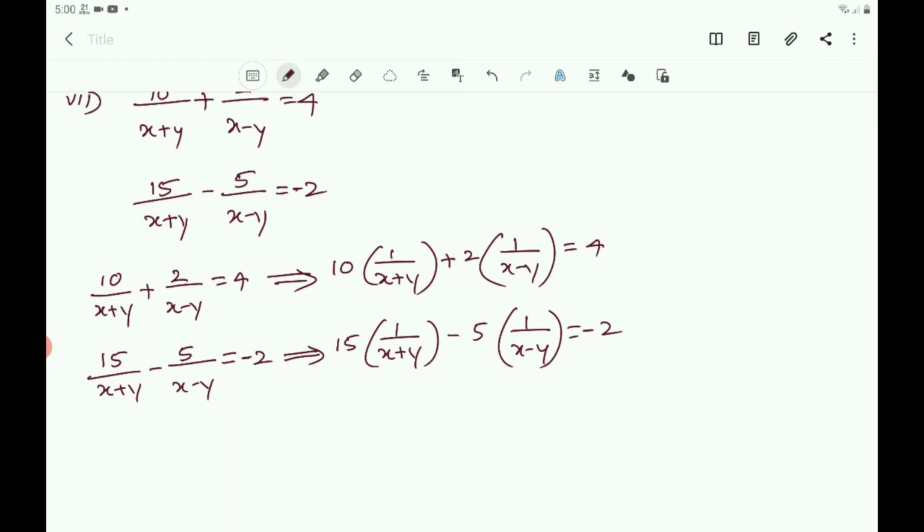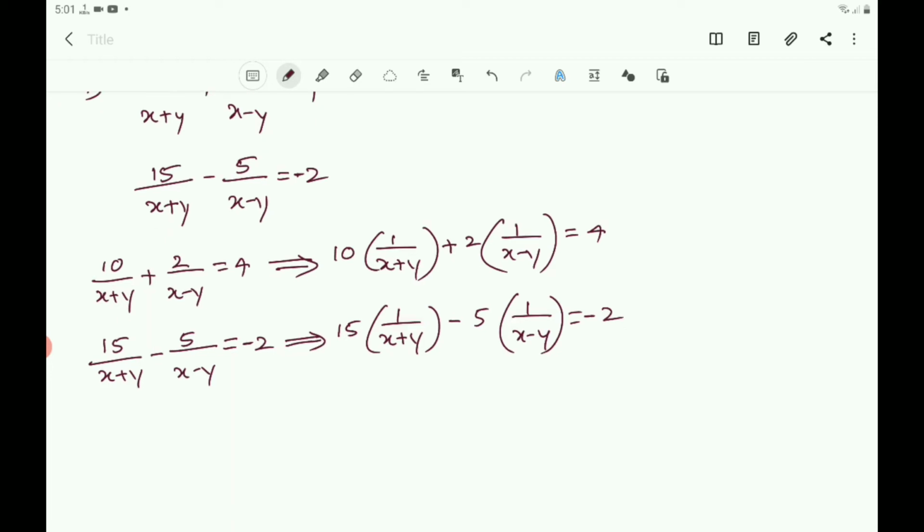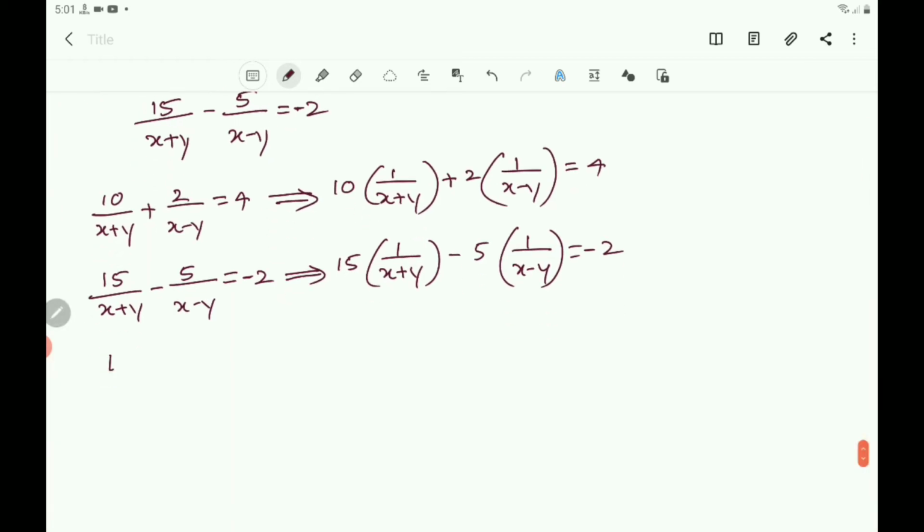Then here you put 1 by x plus y equal to some different variable, like a, and 1 by x minus y equals b. Like this way, or you take m and n, or p and q, or u and v. So let us put 1 by x plus y equals a, and 1 by x minus y equals b.